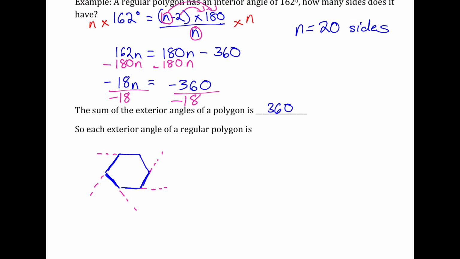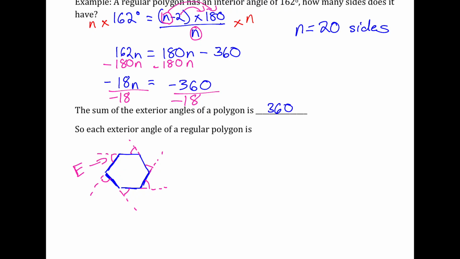Like that, and then like that. So each of the exterior angles are these little gaps in here. That's an exterior angle there. So each of these little gaps here are called exterior angles. So that's our weird definition there. So exterior angles are all there.